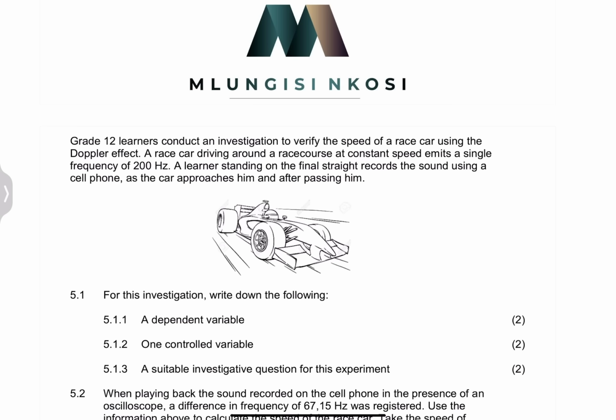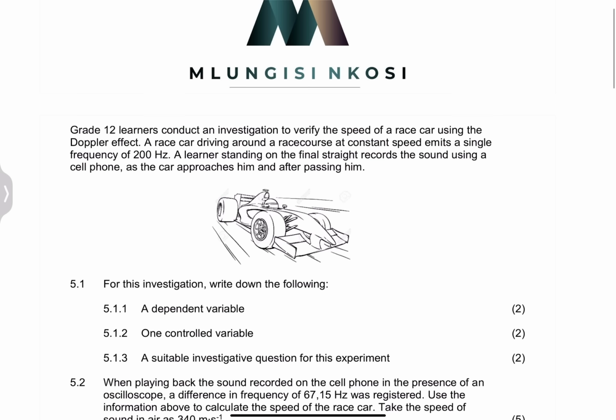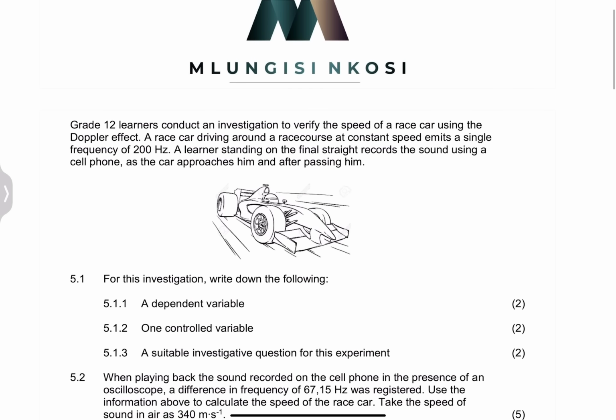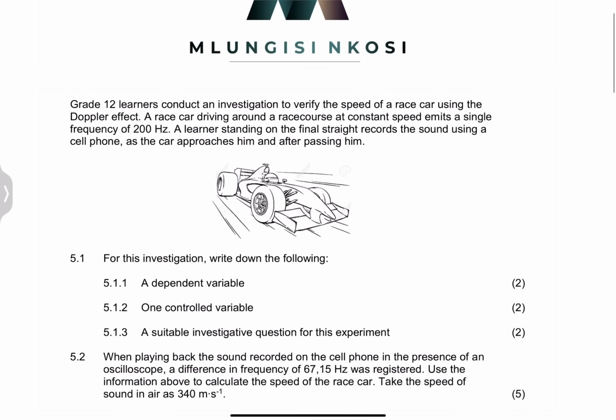All right, and let's get right into the question, right? So they say grade 12 learners conduct an investigation to verify the speed of a race car using the Doppler effect. A race car driving around the race course at a constant speed emits a single frequency of 200 hertz. They say a learner standing on the final straight records the sound using a cell phone. They say the car approaches him and after passing him, right?